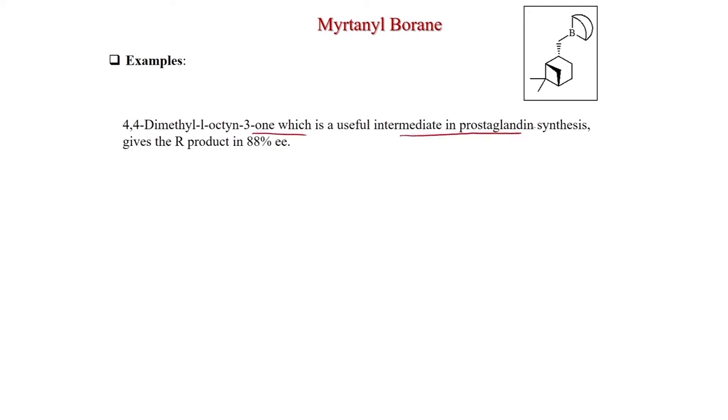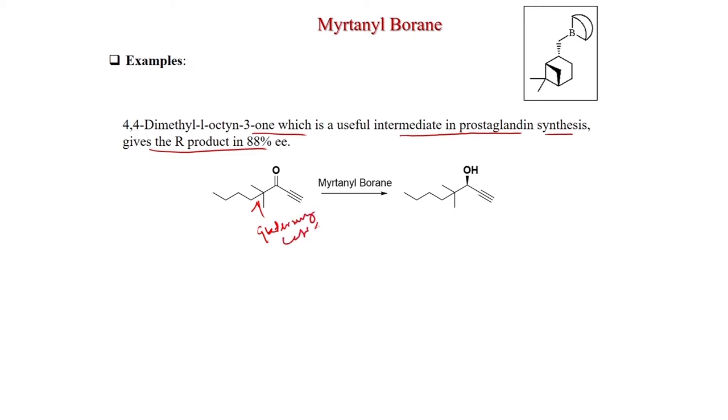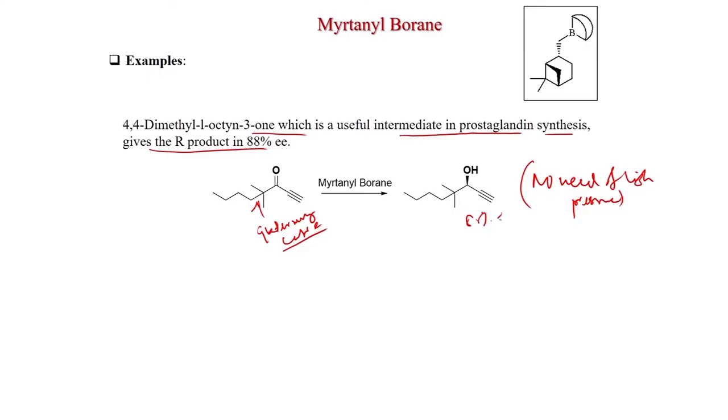4,4-dimethyl-1-octyn-3-one, which is a useful intermediate in prostaglandin synthesis, gives the R product in 88% ee. Here you can see this is a quaternary center. And with the tertiary butyl group, we have seen that the reduction does not happen with alpine borane without pressure. When 6000 atmospheric pressure is applied, only then you get the product. But here, there is no need for high pressure. So, this is very important. With methanyl borane, you do not need high pressure and you get this product in 88% ee.